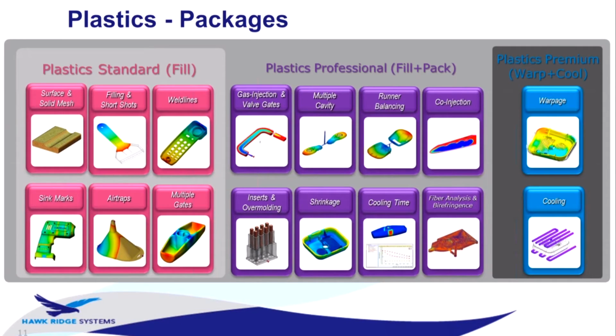The top level is Plastics Premium. That's going to analyze the effect of warp on the part. To understand how a part is going to warp, you've got to fill it, you've got to pack it, and then you've got to release it into ambient air. And each of those phases will have an input to whether and how much a part is going to warp.